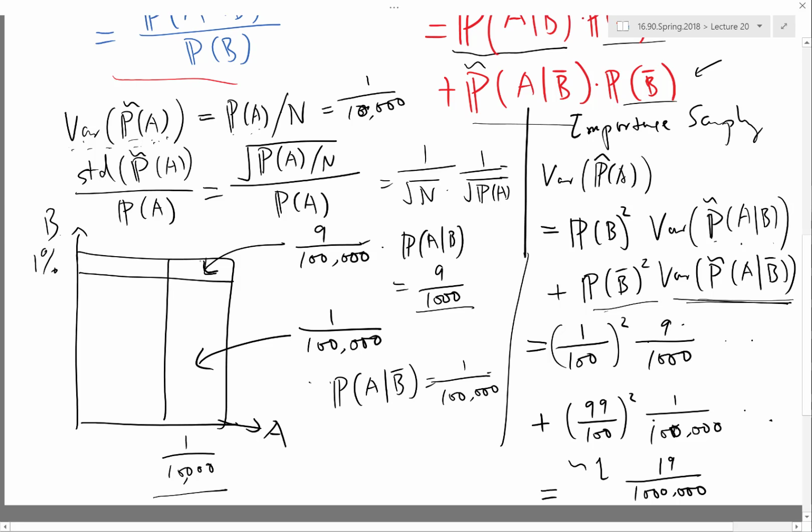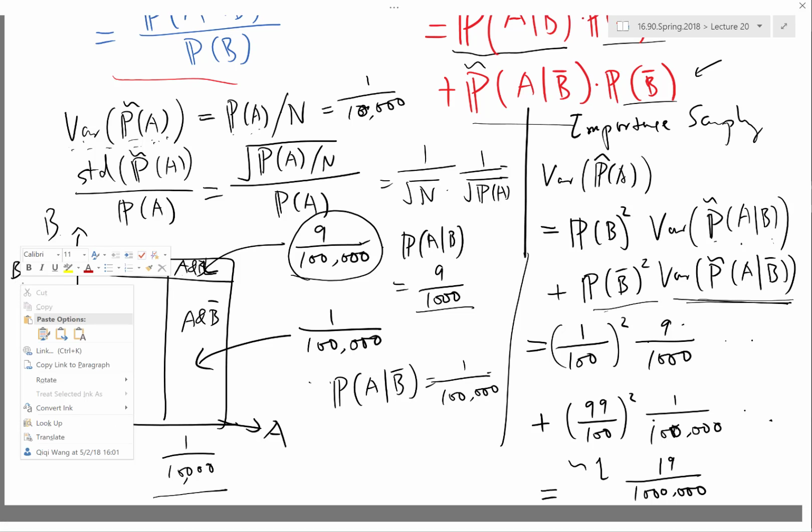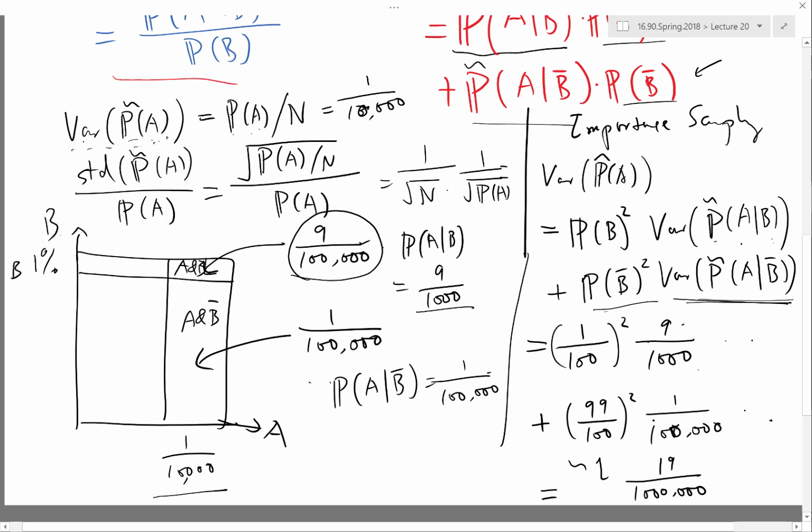So this is the probability of A and B. This is the probability of B. This is the probability of A and not B. So the probability of A given B is the probability of A and B divided by the probability of B, which is 9 over 1,000. The probability of A given not B is the probability of A and not B divided by the probability of not B, which is 99%. So I kind of neglected the 99% here. It should be there, yeah. All right.